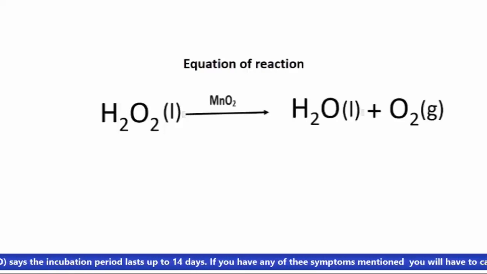We can balance this by placing 2 on the left-hand side in front of hydrogen peroxide and also placing 2 in front of water on the right-hand side. This makes 4 oxygen atoms on each side. The equation is now balanced. We shall have a detailed tutorial on how to balance chemical equations.